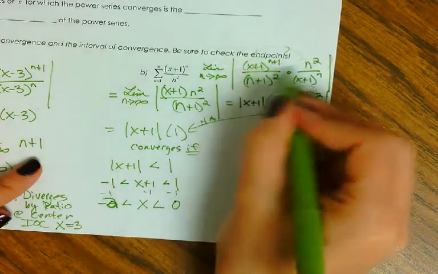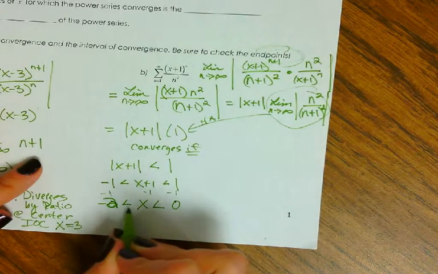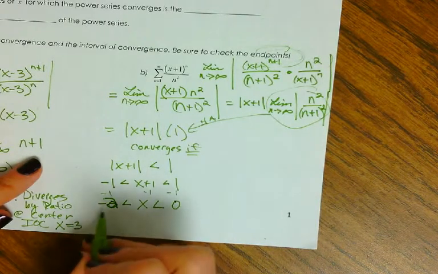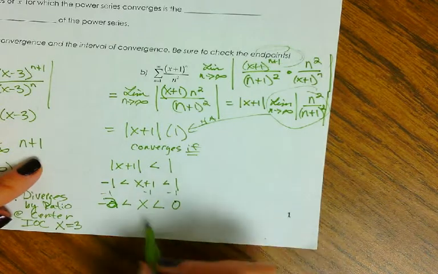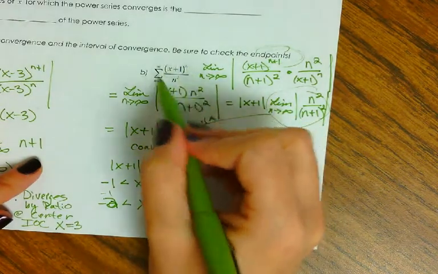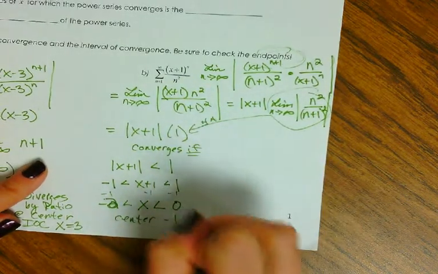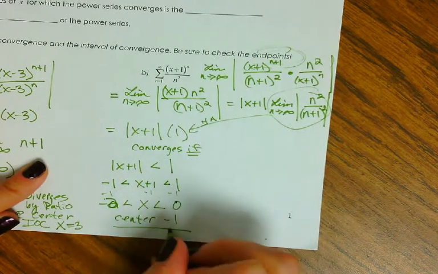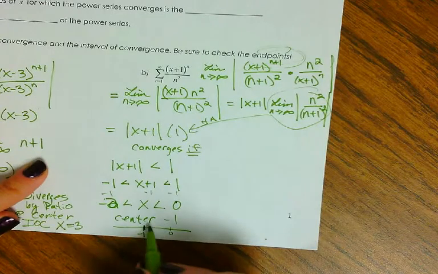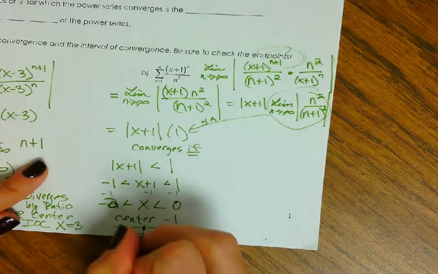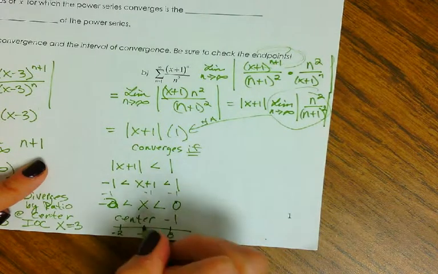And now this is what I mean by check the endpoints, and this will help you on those multiple choice questions as well. So I need to determine what's going on at negative 2 and what's going on at 0, okay? I know that this is centered at negative 1 because of this up here, right? So my center is at negative 1. Imagine if there's 0, so negative 1 is here. I know that I'm going to converge there. And I'm now concerned about negative 2 and 0, and I'm trying to find this radius of convergence.